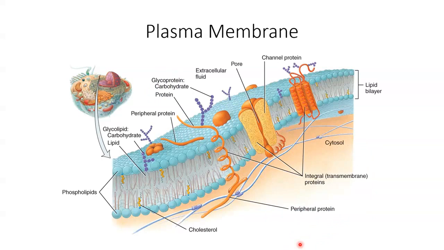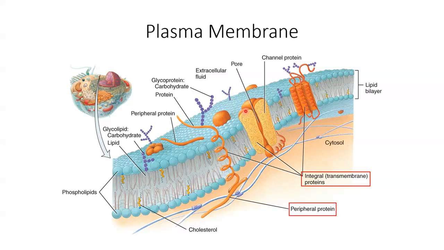Now, embedded within the plasma membrane or our phospholipid bilayer are several proteins which can be classified as either integral or peripheral proteins. So integral proteins extend into or through the phospholipid bilayer and are firmly embedded within it. Most integral proteins are transmembrane proteins, which means they span the entire length of that phospholipid bilayer, and they protrude into both the cytosol, or that fluid inside the cell, and the extracellular fluid.